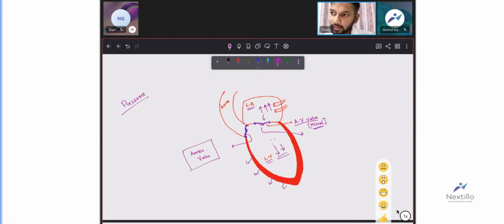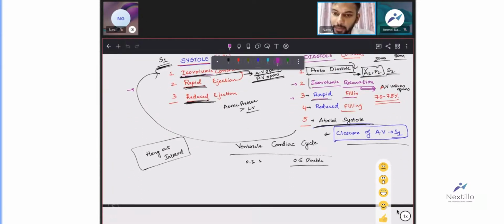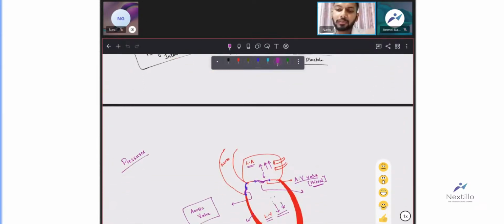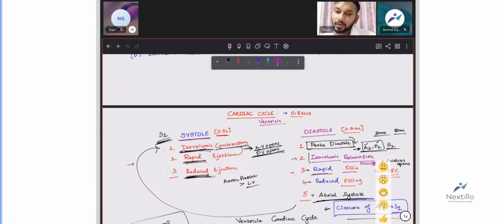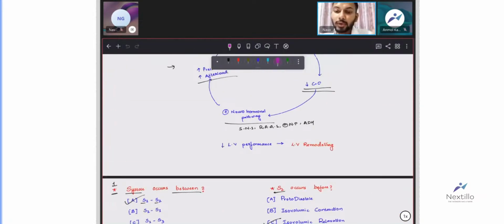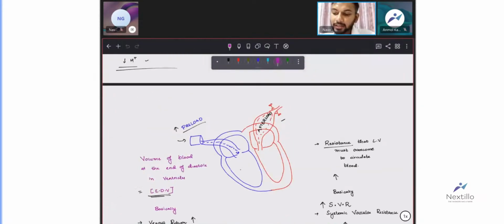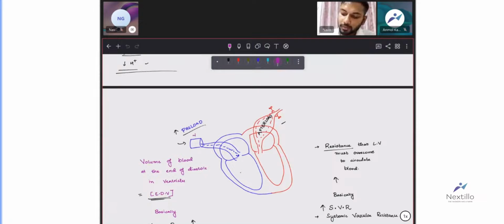Somebody is asking me what is preload and what is afterload. As I've told you last time, preload is nothing but the load that the heart is getting. Where do you get the load into the heart? You get it from the right atrium, from the vena cava. So superior vena cava and inferior vena cava will give blood into the heart, through right atrium. So that is what is preload.